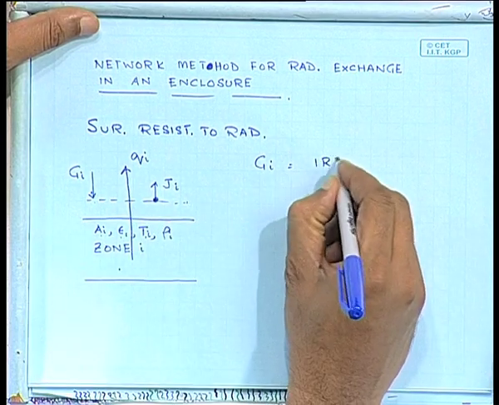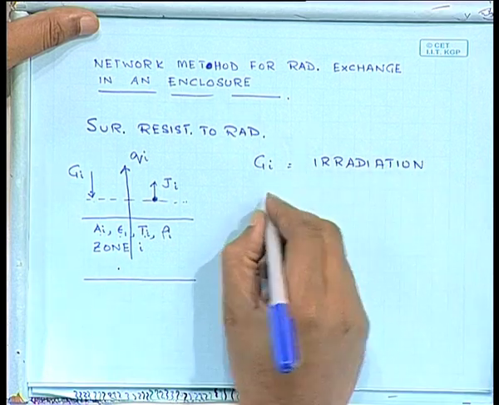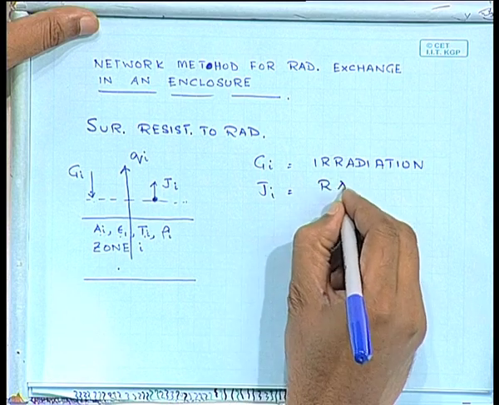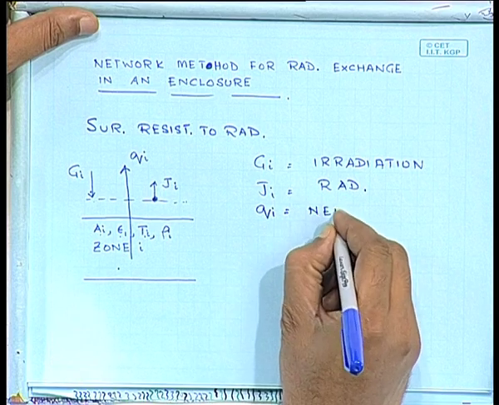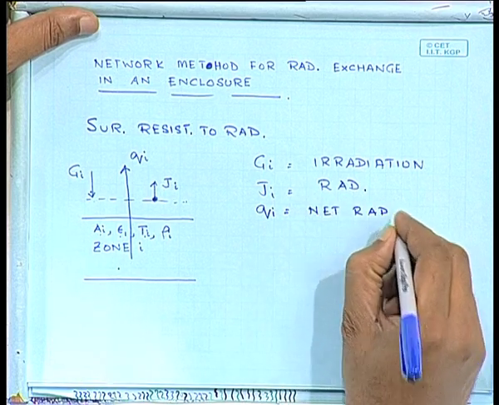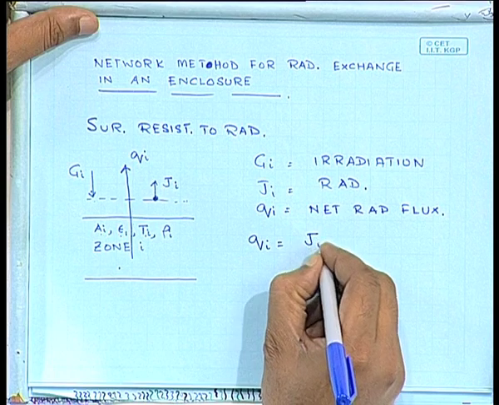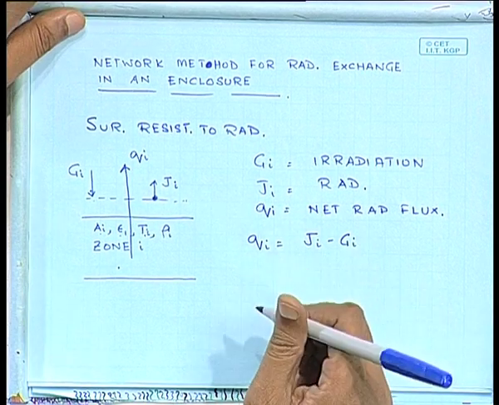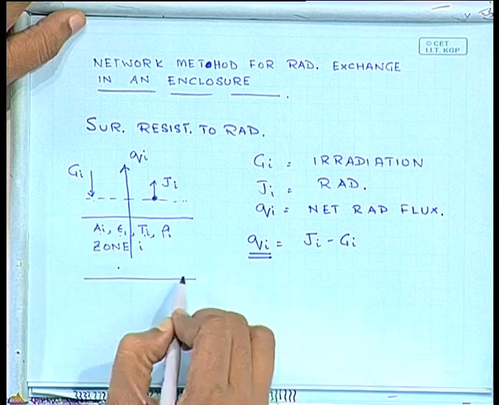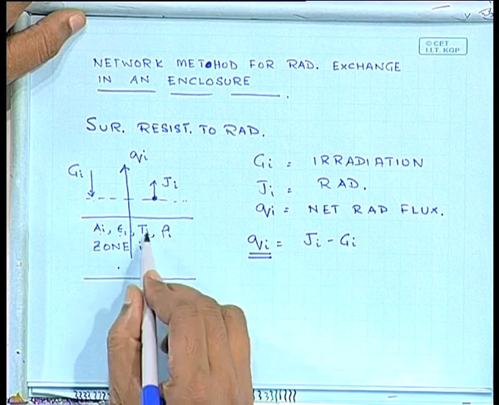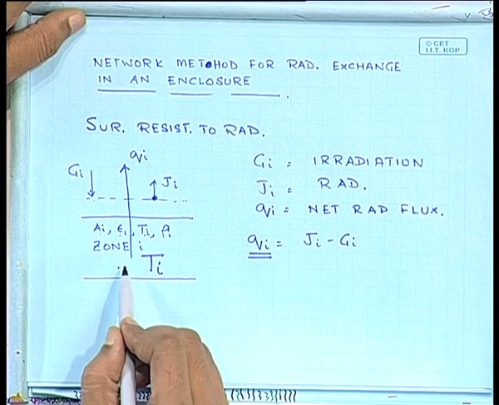So, Gi is the irradiation on the surface, Ji is the radiosity, and Qi is the net radiation flux. So, of course, Qi would be equal to Ji minus Gi, where Qi is defined as the amount of energy that you have to supply to the surface to maintain its temperature at Ti. So, this Ti we are keeping fixed by adding some amount of energy to it.